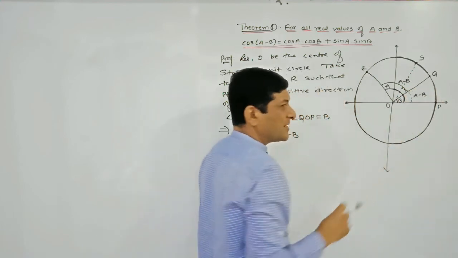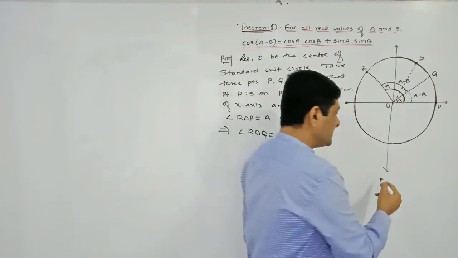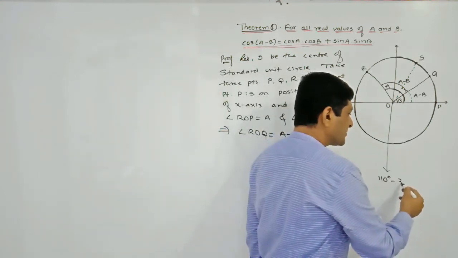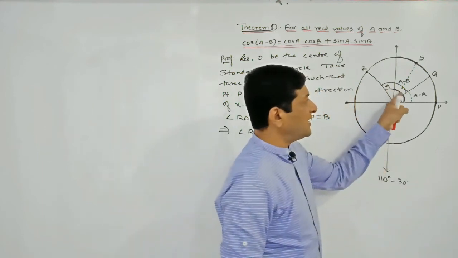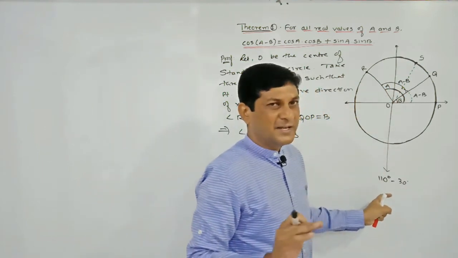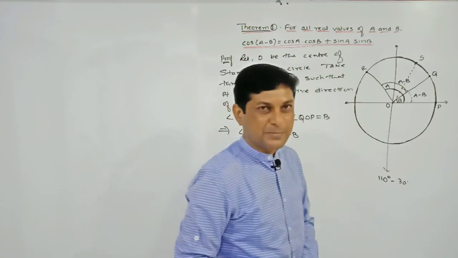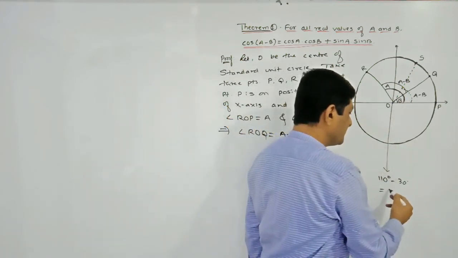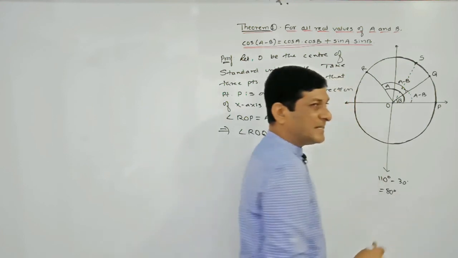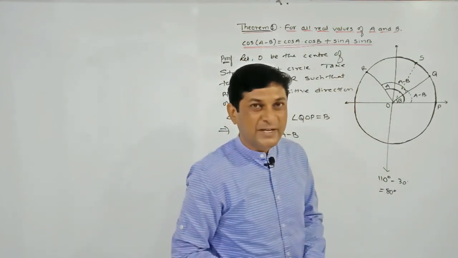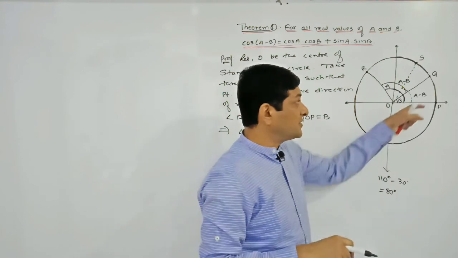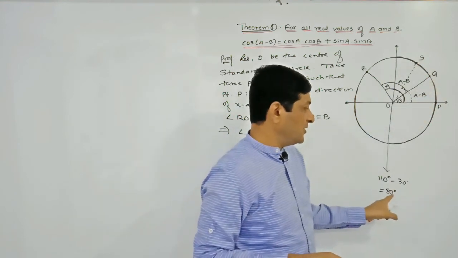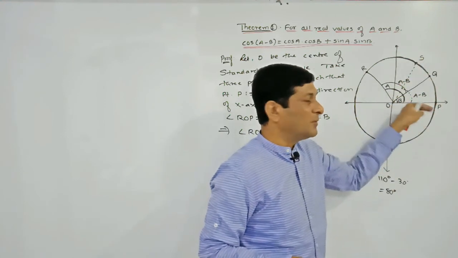Now again try to understand, suppose that the measure of angle A is equal to say 110 degrees and the measure of angle B is equal to say 30 degrees. Just we have considered one example, so this complete angle is 110 and angle B is 30. Their difference will be equal to 80 degrees, means A minus B is equal to 80 degrees. Now take a point on this circle such that this angle will also be equal to 80 degrees, means SOP is equal to 80 degrees.